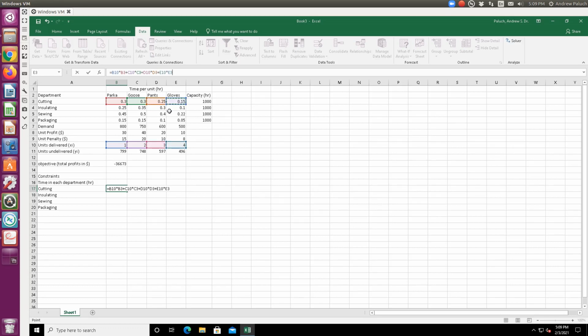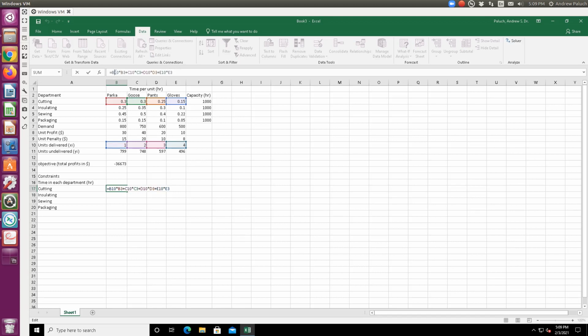Beautiful. So it's the sum over number of units of each type produced times the rate, in terms of hours per unit produced. So this sum would give me the total time in hours required in cutting to make those units. Then I need to do the same thing for insulating, sewing, and packaging. As I look at it, in each case the number of units isn't going to change. It's just we're going to be referring to the row below.